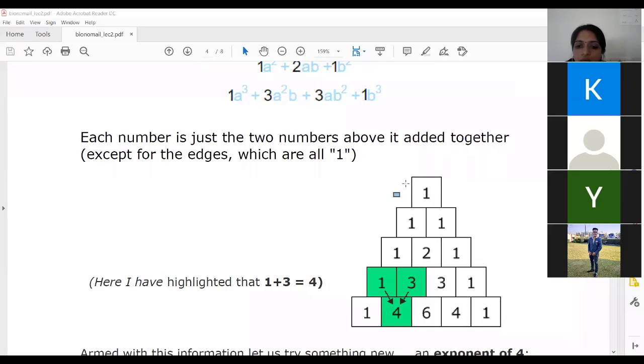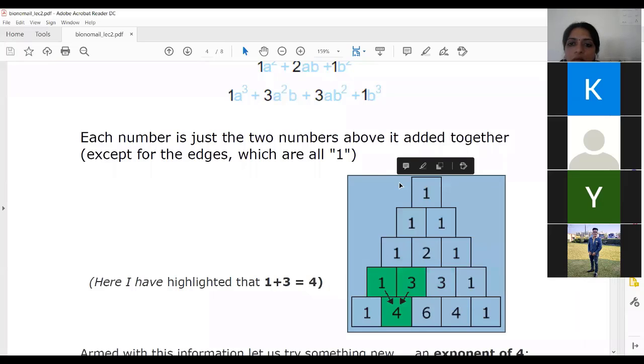Now, I just want to tell you how these coefficients occur. See, this one is 0. 0 plus 1 is 1. This one is also 0. 1 plus 0 is 1. 0 plus 1 is 1. 1 plus 1 is 2. 1 plus 0 is again 1. 0 plus 1 is 1. 1 plus 2 is 3. 2 plus 1 is 3. 1 plus 0 is 1. Similarly, for the next one, 0 plus 1 is 1, 1 plus 3 is 4, and so on.